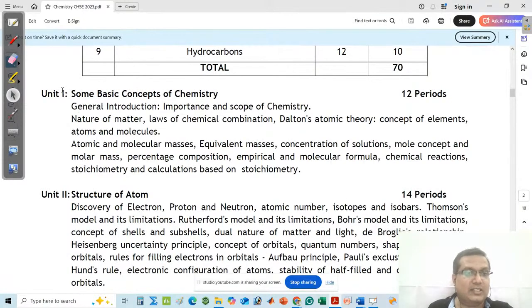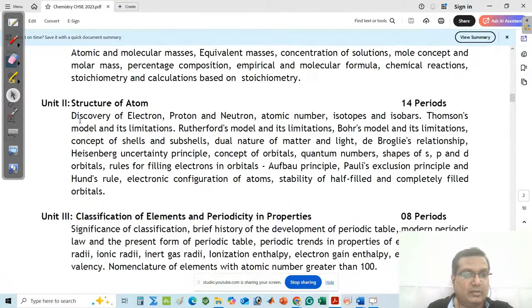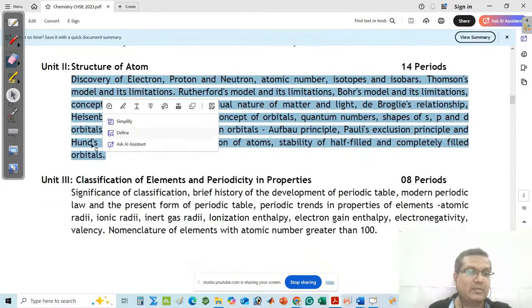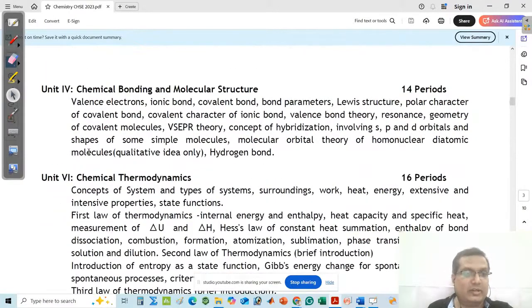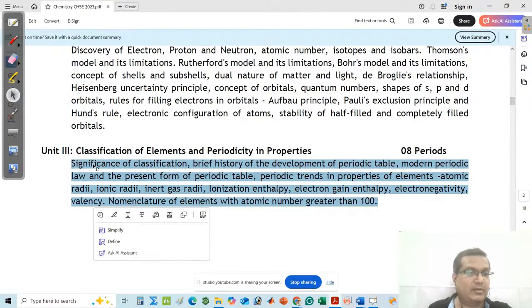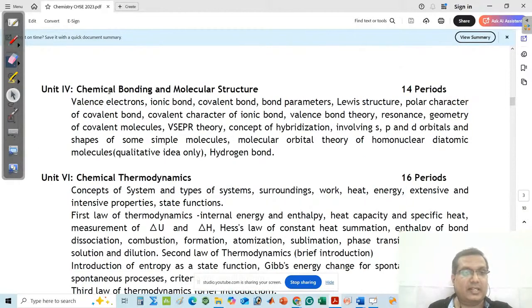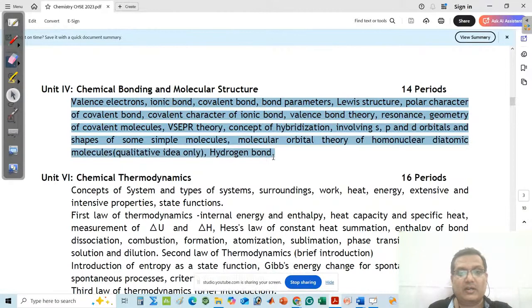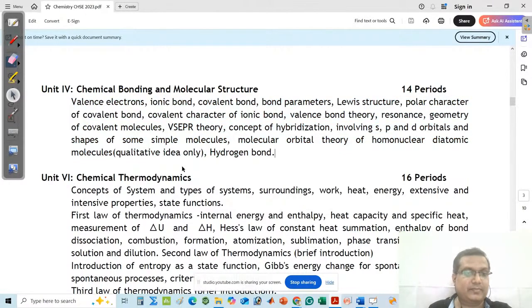These are the contents of Unit 1. These are the contents of the second unit, that is the structure of atom. Third unit is classification of elements and periodicity in properties. These are the contents of the third unit. Next, this is the fourth unit. These are the contents of the fourth unit.